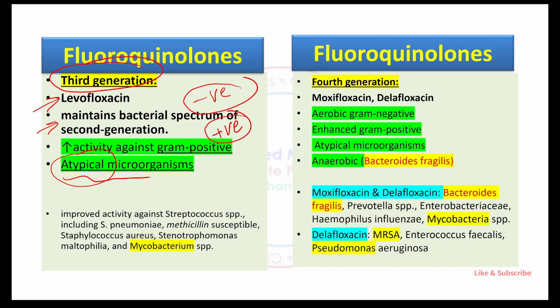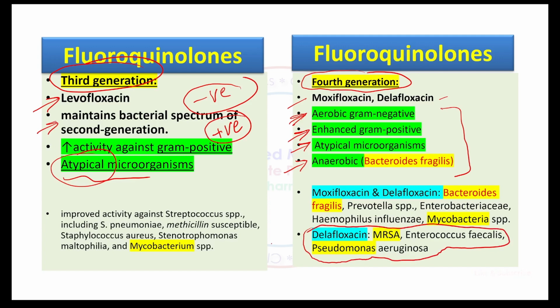Fourth generation, we have two medications in this slide: moxifloxacin and delafloxacin. You can see the list of activity here, broad spectrum: aerobic gram-negative bacteria, gram-positive bacteria, atypical microorganisms, and anaerobic bacteria such as Bacteroides fragilis. Also, we need to remind you here that delafloxacin is the most effective medication for MRSA and Pseudomonas.